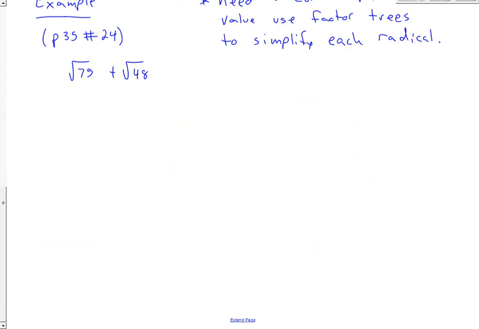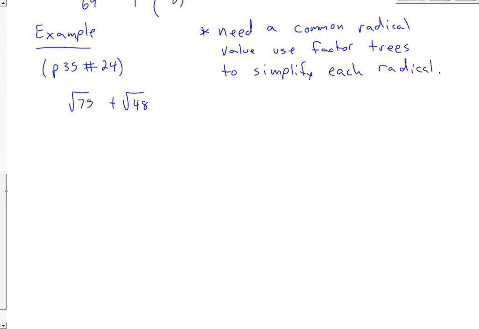Next example is page 35, number 24. We have the square root of 75 plus the square root of 48. Basically, what we have to do is we need to get a common radical value here. Well, the value on the radical is a 2, so square root and square root. But we also need to have a common number underneath here to be able to add these together. So what I want to do is do a factor tree for each of these.